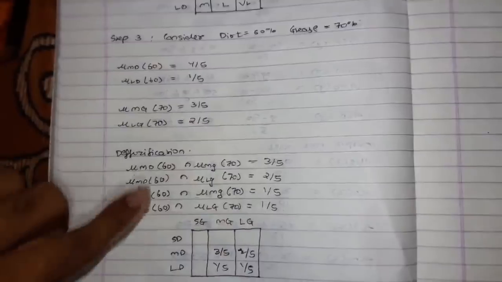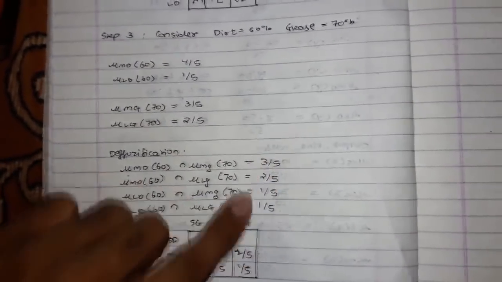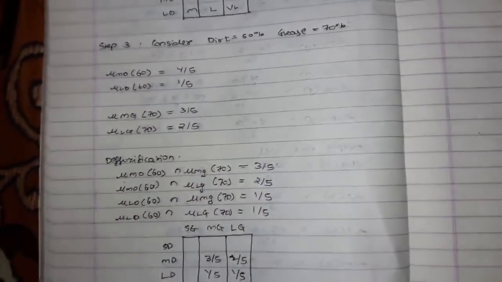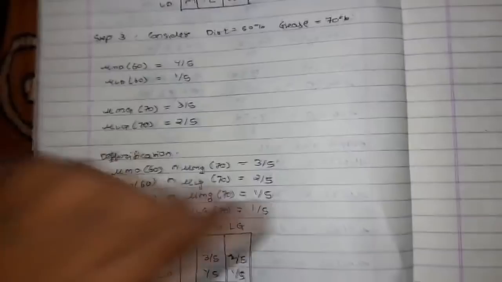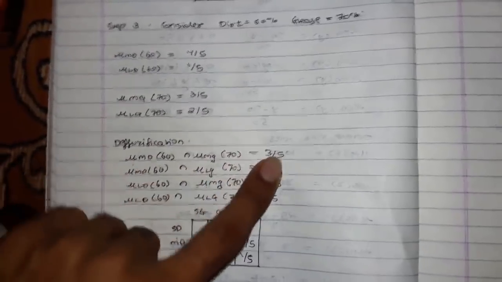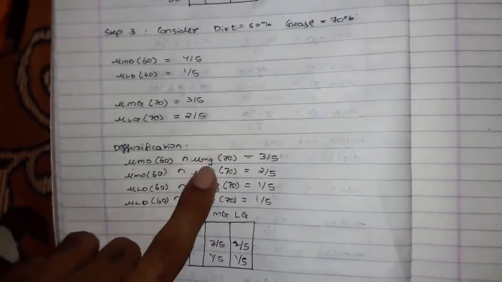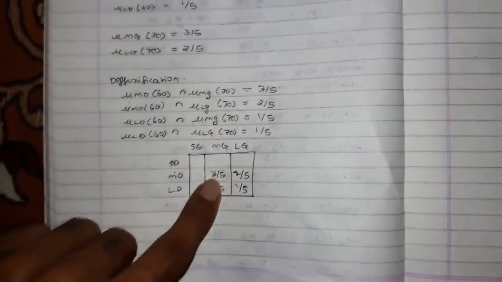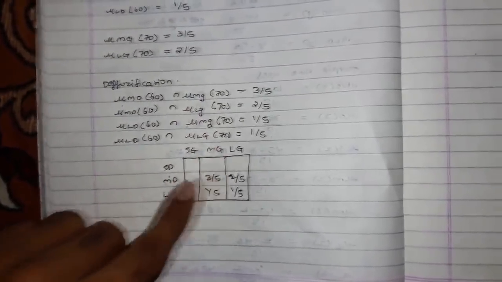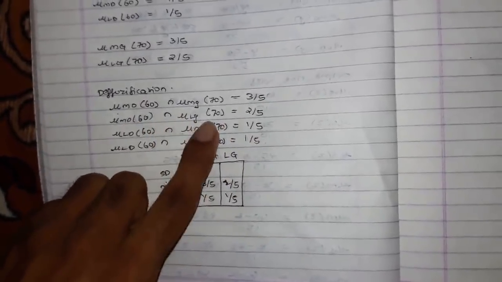After all this, what you have to do is take one value, you have to consider a value, according to the defuzzification method. So here the simple defuzzification method is to choose the maximum value. So the maximum value is 3 by 5. See, 3 by 5 corresponds to what? It corresponds to medium dirt, medium grease. So in the table you can see medium dirt and medium grease. So here comes 3 by 5. Similarly, say medium dirt and large grease.